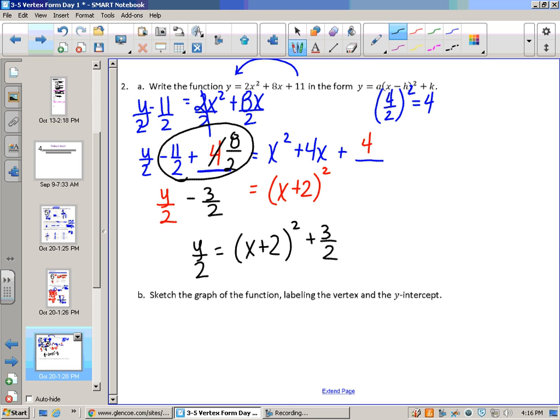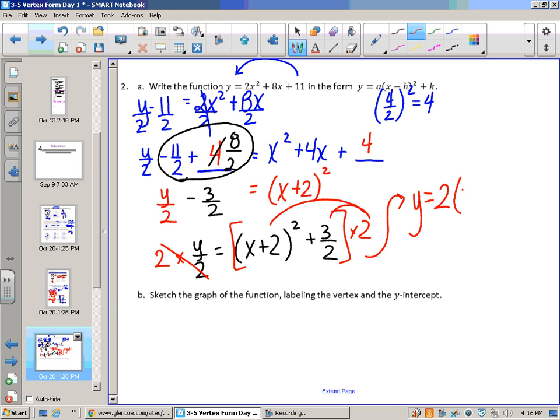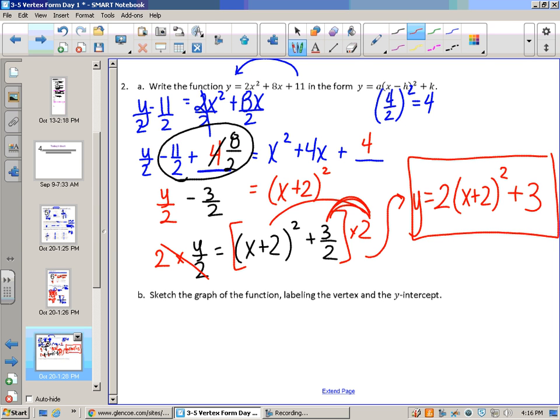I know there's fractions. And then to get y by itself, I would multiply both sides of my equation by 2. So I'm going to distribute this 2 to both. So I end up with, I know this is getting a little bit messy, but y equals 2 times the quantity x plus 2 squared. And then when I do 2 times 3 over 2, I just get plus 3. That is the quadratic in vertex form. So I completed the square, and even though we had this wacky dividing by 2, we just undid it by multiplying by 2 at the end.